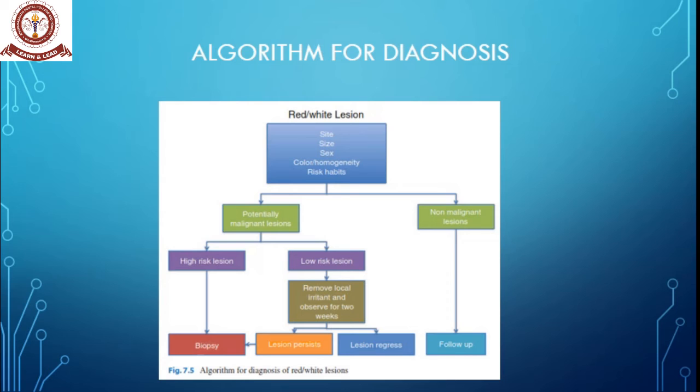If there is any impinging tooth or anything which can provoke a lichenoid reaction, such as any restoration in the tooth, we can remove that. We can treat it symptomatically and then review after 2 weeks. If the lesion persists, then we can take a biopsy to confirm the histopathological nature of the lesion. If the lesion regresses, then it is not even a lichen planus.